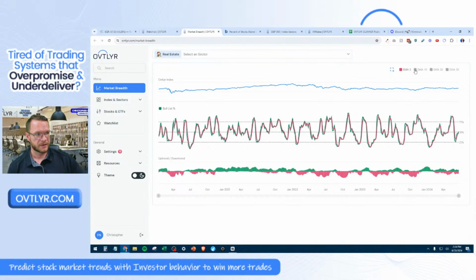And drop on the 10 EMA. I kind of like how that falls off. I think that looks funny. It just falls off and dies.